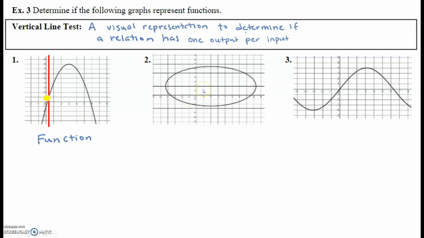Again, I would highly recommend that you pause and try the next two. So here's a vertical line again, and it touches here and here, so it is not a function. In the next one, I draw my vertical line and it touches once, so it is a function.